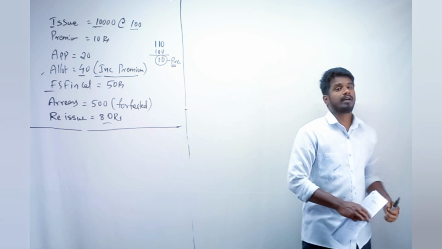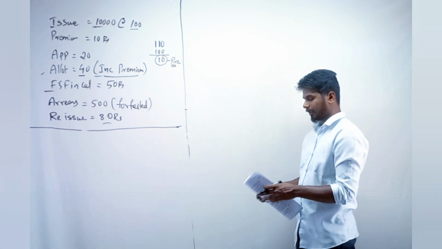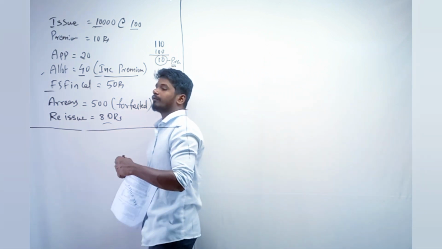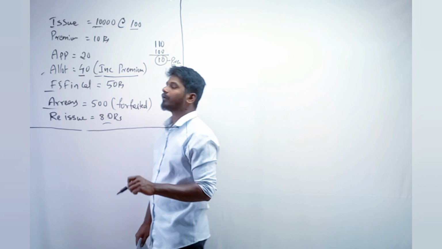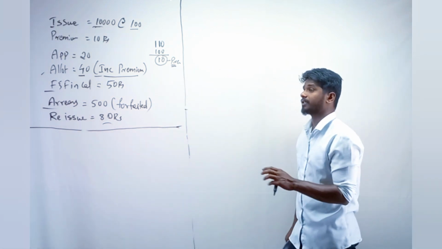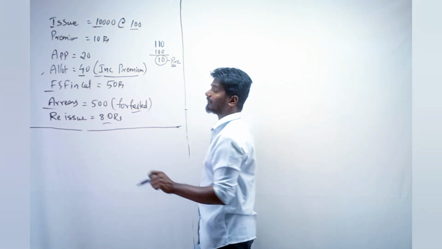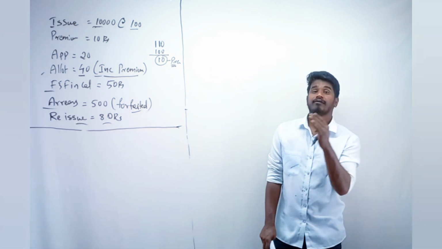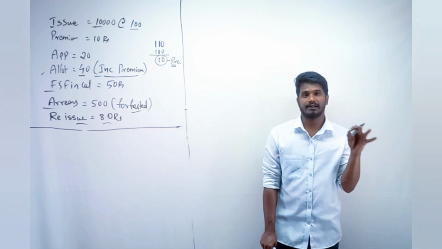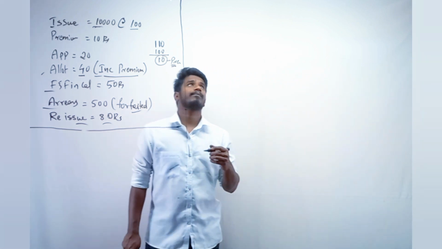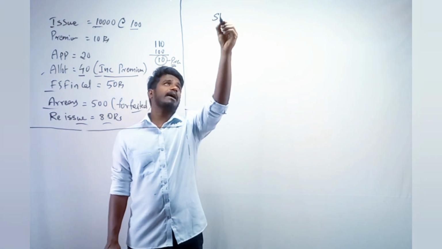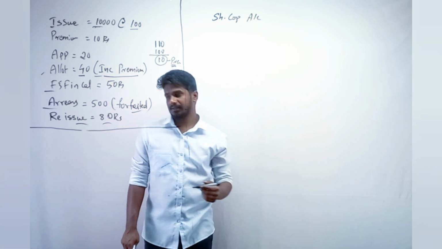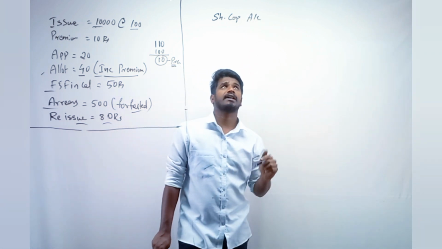So let us move to the 7th entry, which is the forfeiture entry, correct? Here we didn't receive the amount for 500 shares. Those shares will be forfeited and then reissued, correct? Forfeited means we are cancelling the shares, correct? For that we should reverse the share capital account.